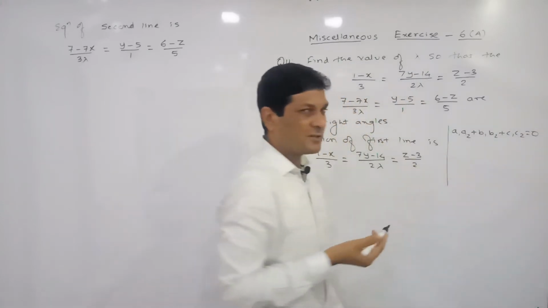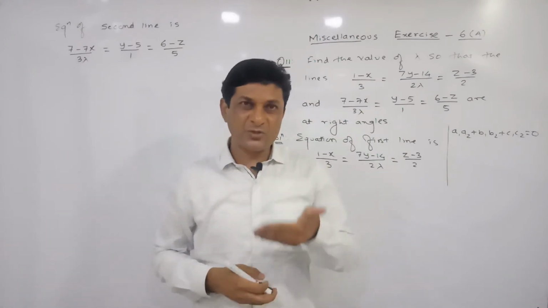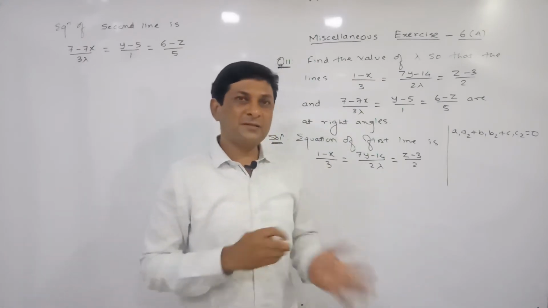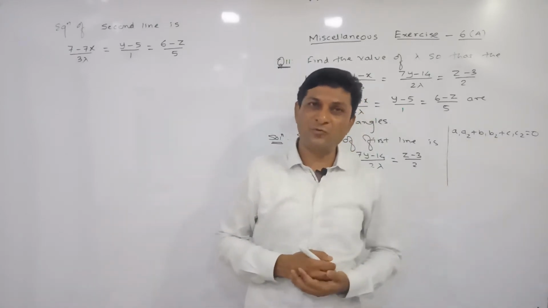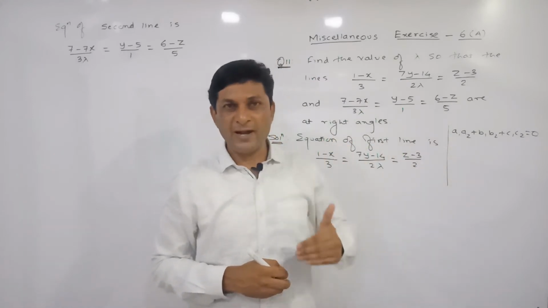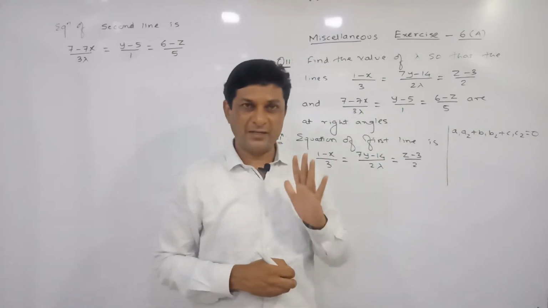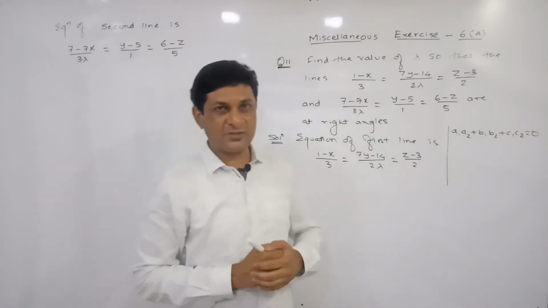So as it stands, since lines are perpendicular, first let us try to find out direction ratio of both the lines, and since lines are perpendicular, then use this condition to find out our unknown value lambda. Means to apply this condition, first we will require direction ratio of both the lines. Now from the equation of both the lines, first we are trying to find out direction ratios.